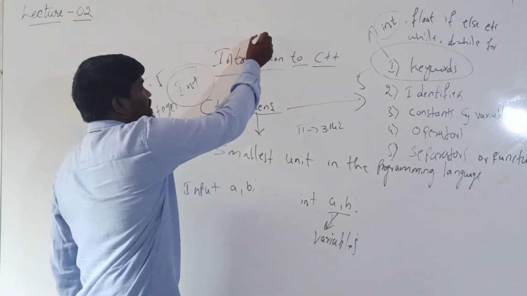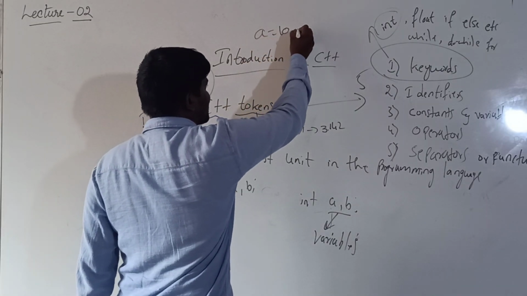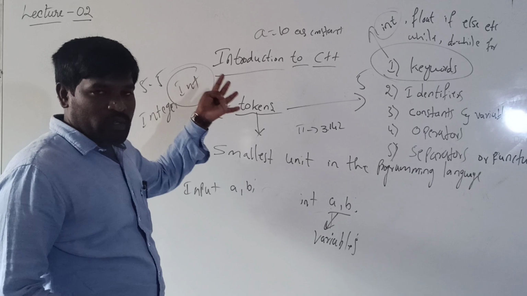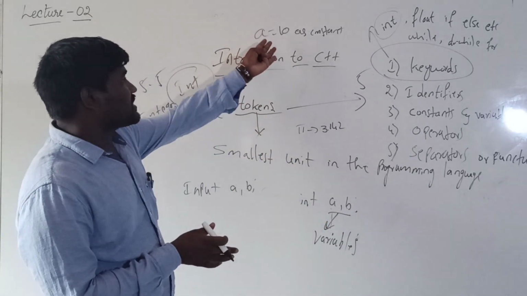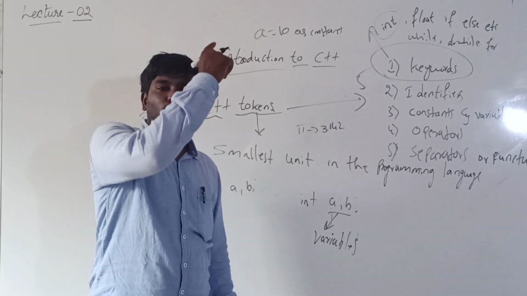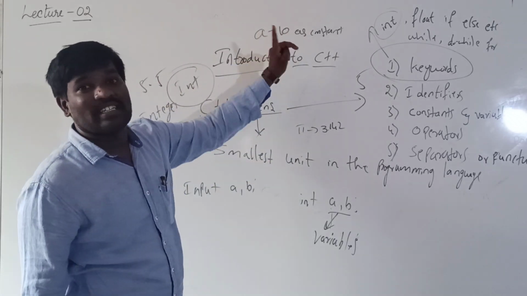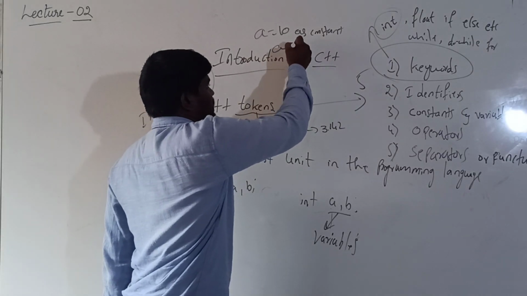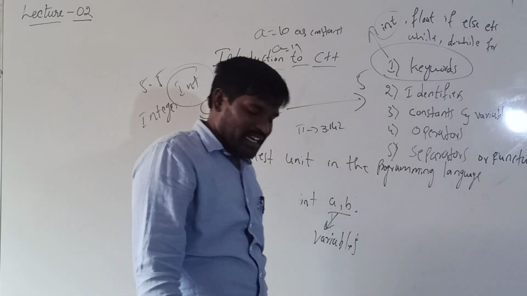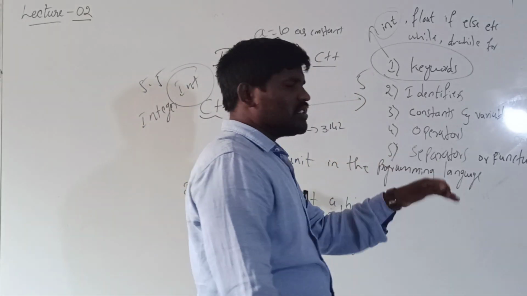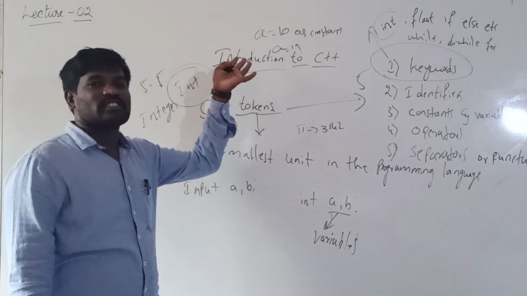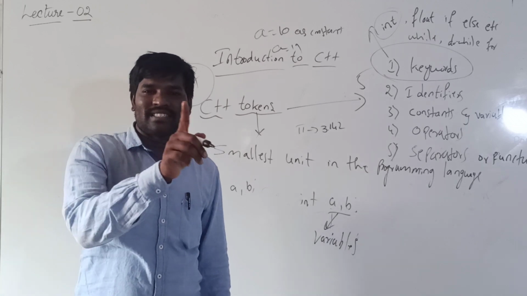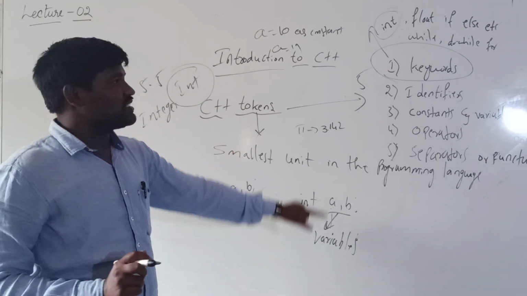For example, if I mention a is equal to 10 as a constant in the program, throughout the program the value is the same only. Suppose I want to change the value to a is equal to 11. Initially at the beginning I write a is equal to 10, and after writing some statements, again I write a is equal to 11. If the program executes successfully, this is not a constant.